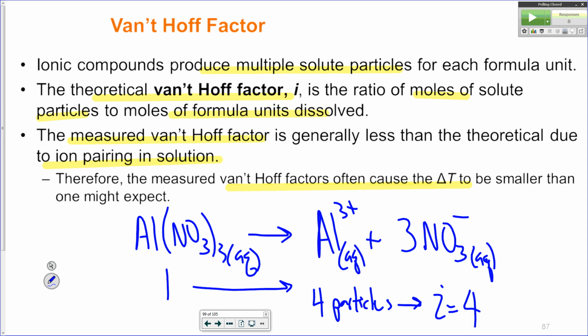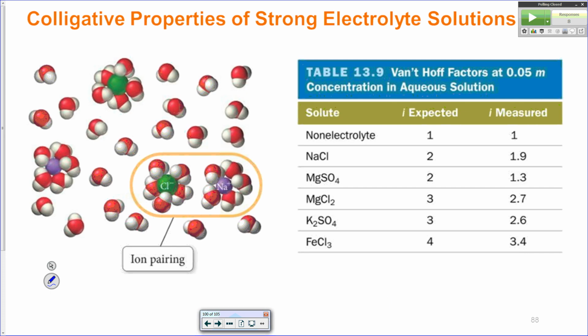Now, the problem is that it doesn't quite work like that. It actually gets pretty close for some things, but as you get to larger and larger salts, it's a little bit smaller than expected. The table on the right shows what the expected value is versus what we actually measure. If it's a molecular compound, a non-electrolyte, i is simply 1, and it's just the equation that we used before. Something like sodium chloride dissociates into 2 particles. We expect it to be 2, and it's pretty close to 2. But if you use something with higher electrostatic interactions, like magnesium 2 plus and sulfate 2 minus, we expect it to be 2, but it's quite a bit lower.